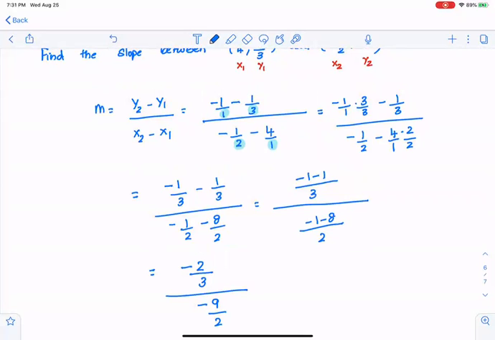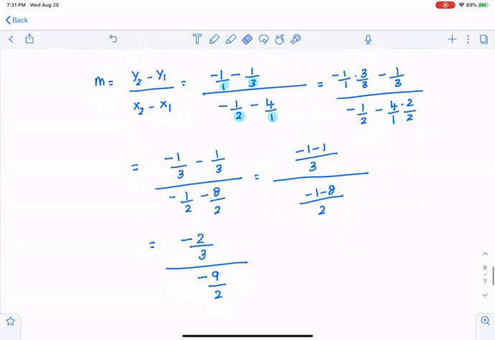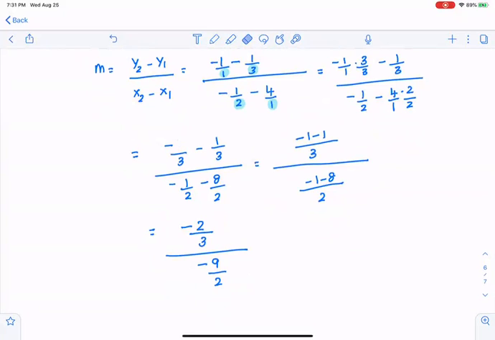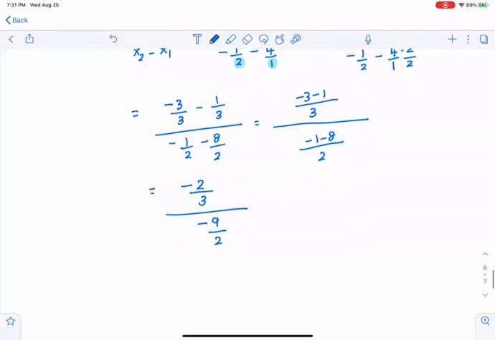I made one silly mistake. That should be a 3. I forgot to multiply by 3. So the numerator is actually -4/3.